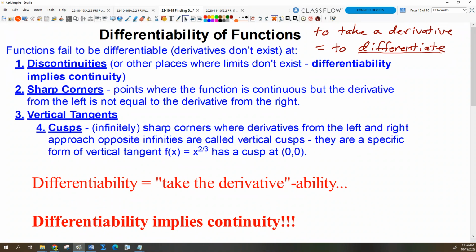So any discontinuities or other places where limits don't exist, we can't differentiate. Sharp corners, we'll talk about why tomorrow. But any place where you have a sharp corner, a sudden change in slope, derivatives don't exist. Any place where there are vertical tangents, they don't exist, which makes sense because a derivative corresponds to a slope, and that's where slope is undefined, right? And then kind of a subclass of vertical tangents would be cusps, which is where you get infinite slopes that form like a really, really sharp corner. We'll look at examples of all four of those tomorrow.